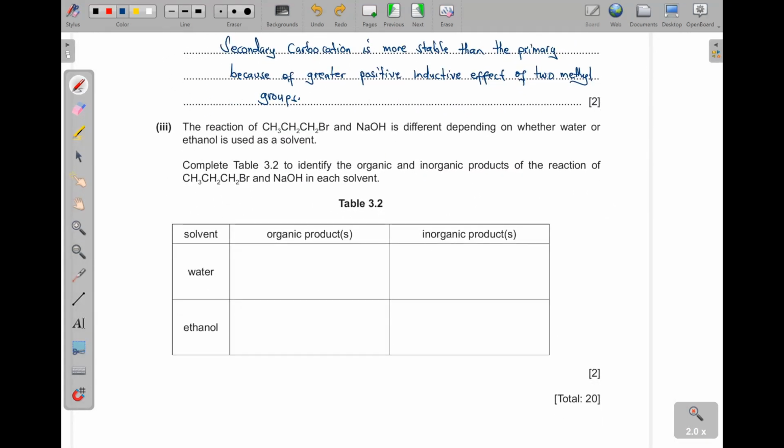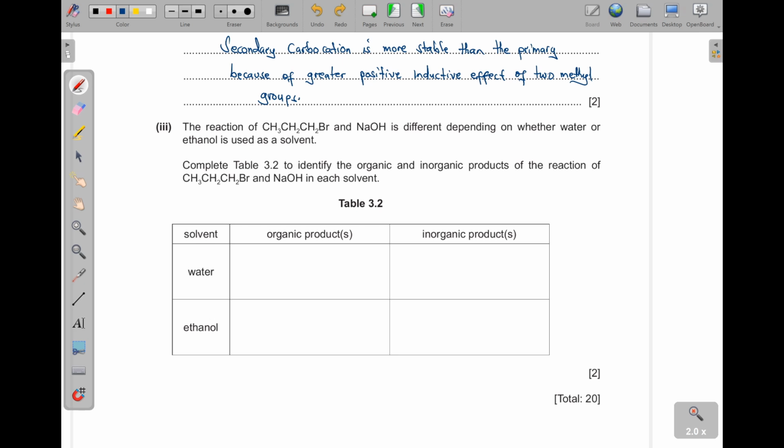Question 3: the reaction of this bromopropane and sodium hydroxide is different depending on whether water or ethanol is the solvent. If it is aqueous sodium hydroxide, with water being the solvent, that means you're going to form an alcohol. But if ethanol is the solvent, then this is going to be an elimination reaction. You are going to form an alkene. So complete table 2 to identify the organic and the inorganic products of reaction for this one here and sodium hydroxide in each solvent.